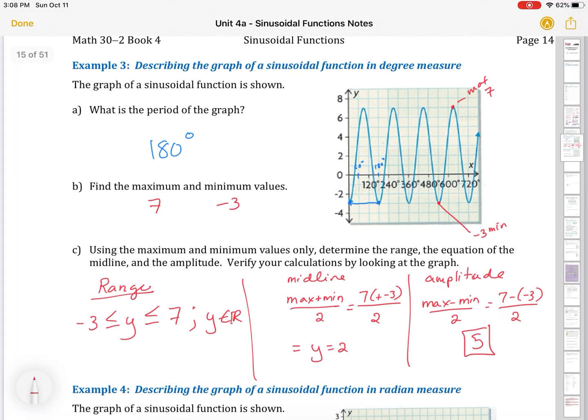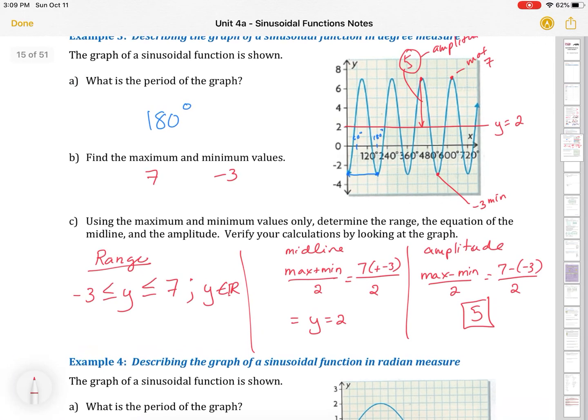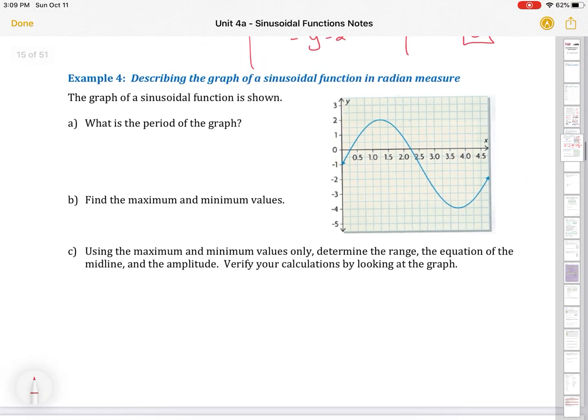So what that means is that if we sketched in our midline, which is at y equals 2, then the distance from the max to the midline would be equal to 5. Okay, so this is y equals 2, and this would be our amplitude. Okay, sorry my drawings get a little sketchy. I should really increase the size of the page so you can see it clearer.